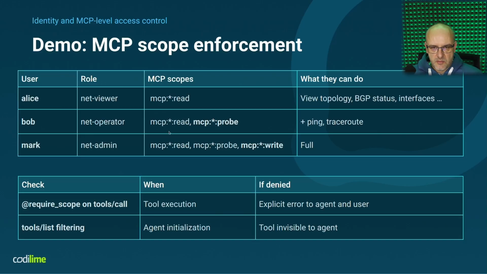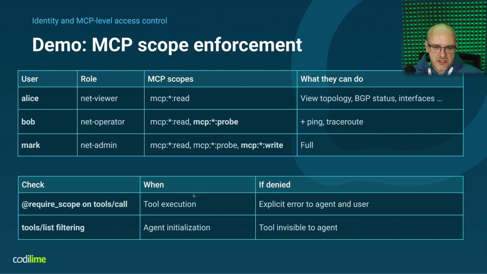Bob is net operator, and he also contains the MCP probe scope, which means that we are allowing some additional commands like ping and traceroute. In that way, Bob has much more capabilities to find, for instance, the problem. And we have Mark, who is netadmin, that has all the scopes, including read, probe, and write. So he has access to the full commands and full tools on the MCP server.